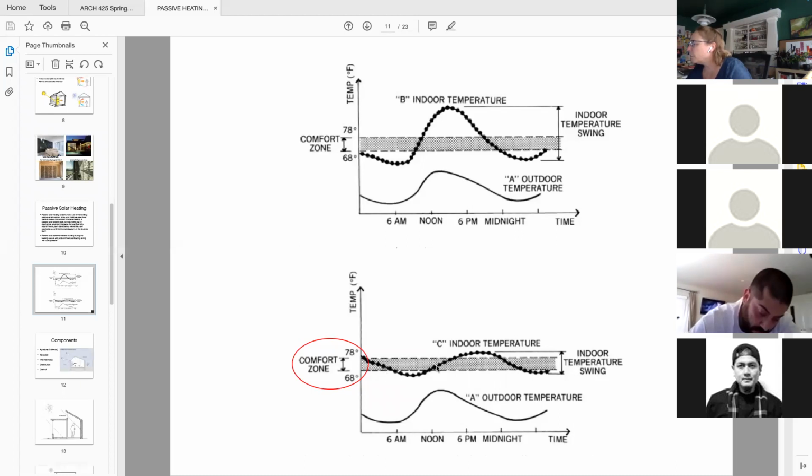So with that thermal mass, what it's doing is flattening the curve of the indoor air temperature so that the swings are not as great. It doesn't get as hot and it doesn't get as cold. And it's a slow moving system. It takes a while for that heat to transfer from your thermal mass into your space.